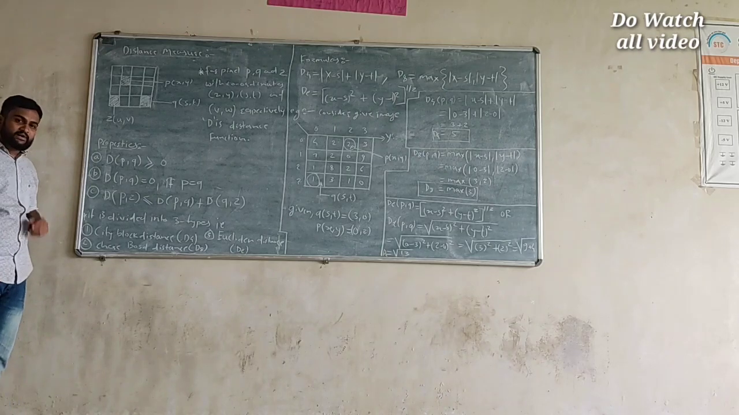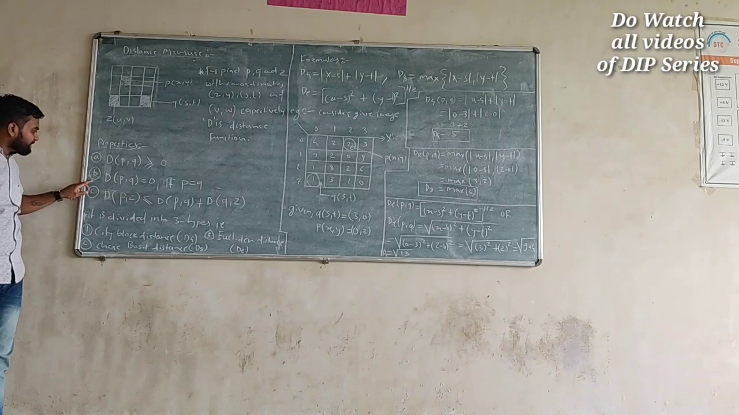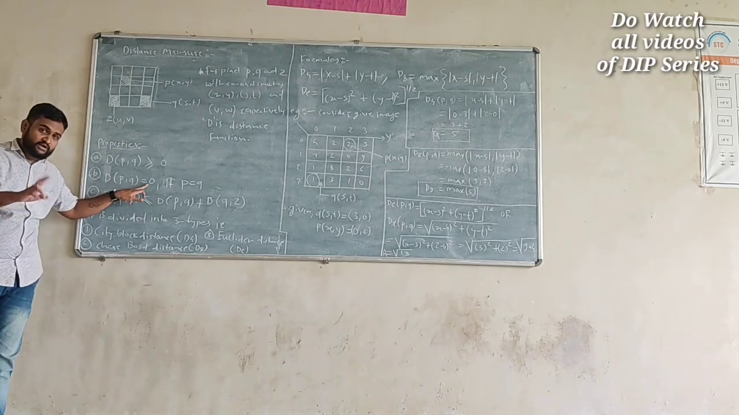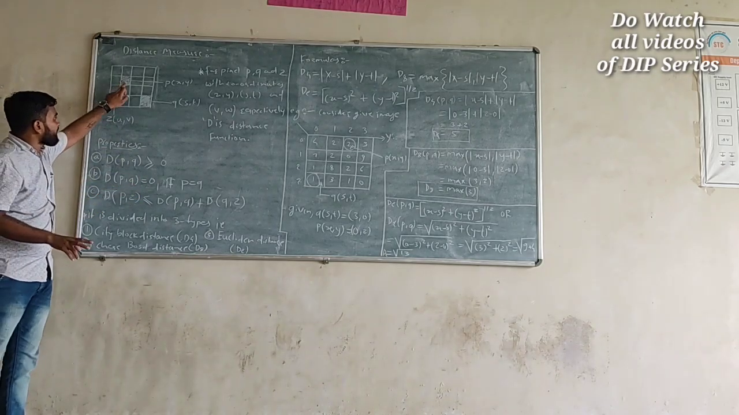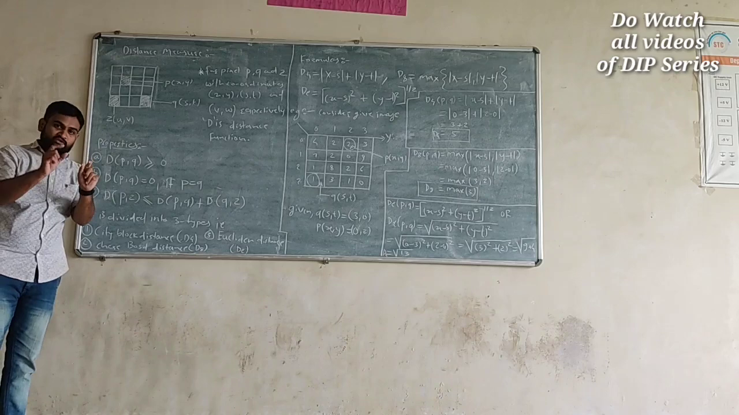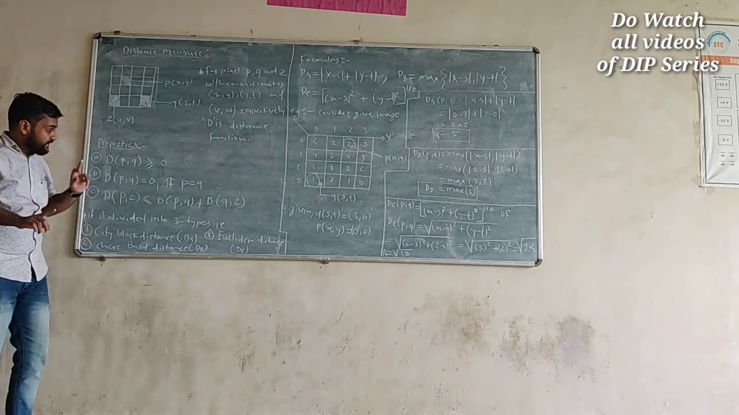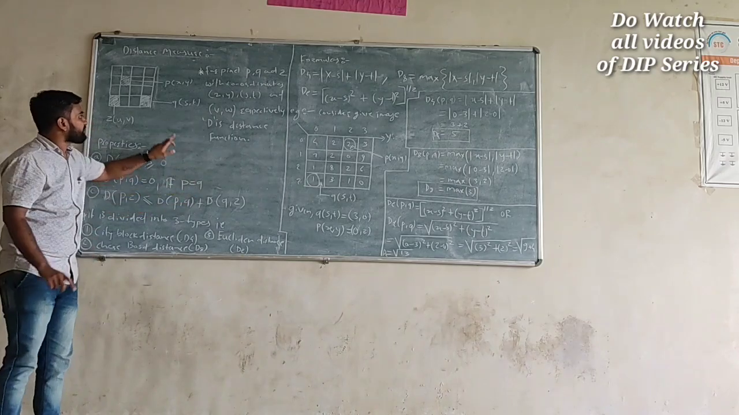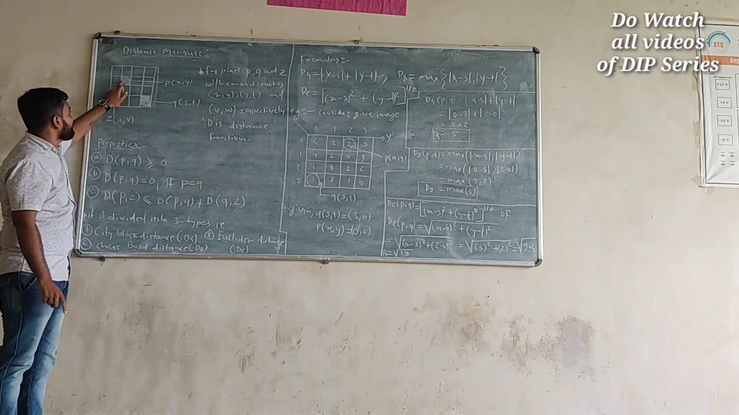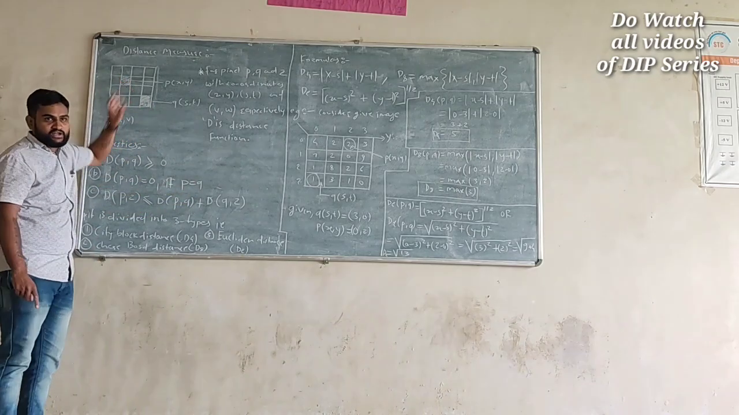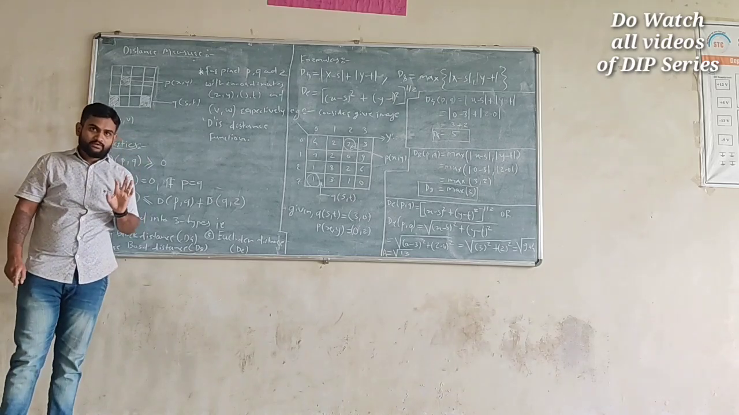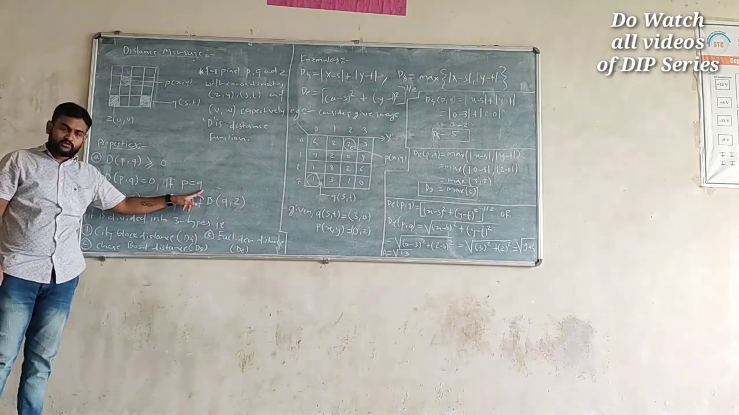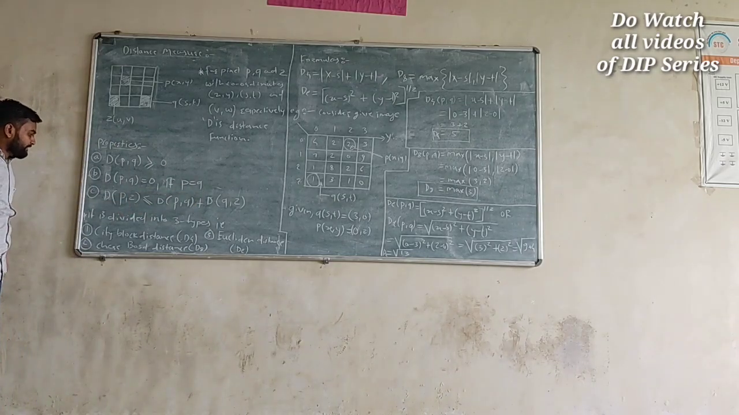Then the second property says that the distance between P and Q is equal to 0 when P is equal to Q. What does it mean? If we are considering this Q as P, then the distance between P and Q is going to be 0. It is a special condition when we consider P equal to Q. Then the third property.